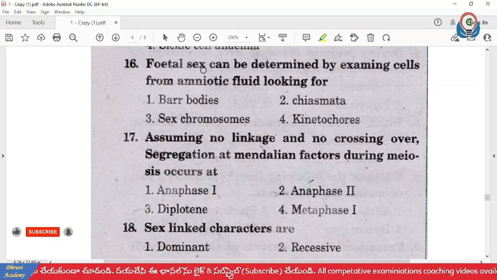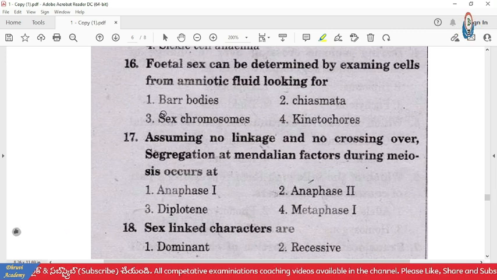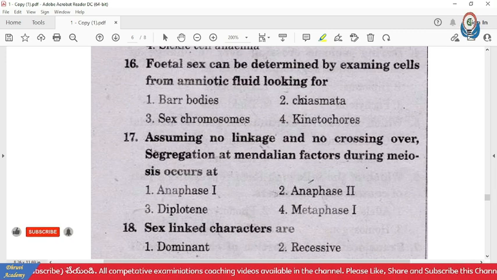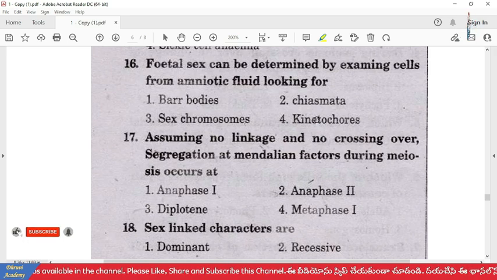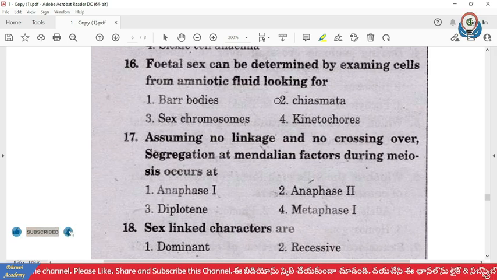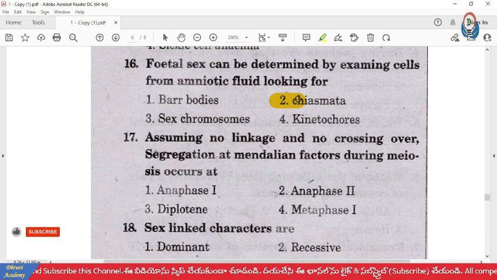Fetal sex can be determined by examining cells from amniotic fluid, looking for, is it Barr bodies, or second one chiasmata, or third one sex chromosomes, and the fourth one kinetochores, which is the correct answer? It's Barr bodies, because the amount of X-linked product is transmitted in this.